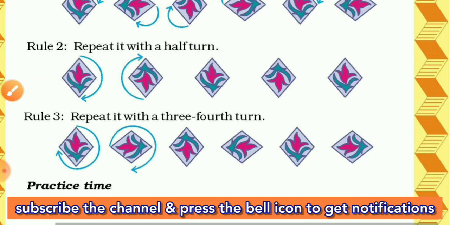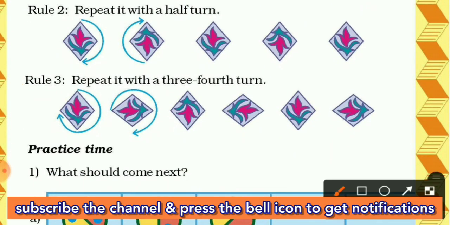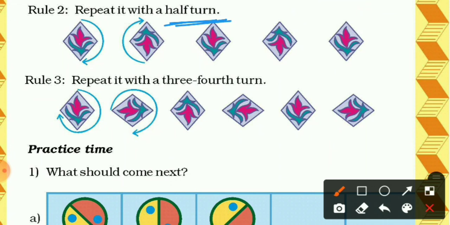So now come to the second rule. This is based on half turn. Half turn clockwise means it will be just opposite. For example, I am writing here L, so in half turn clockwise, how will it look? It will look like this, like 7.